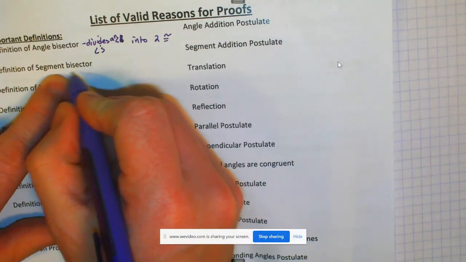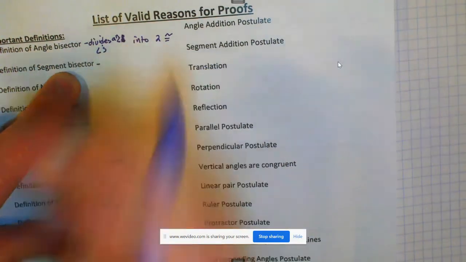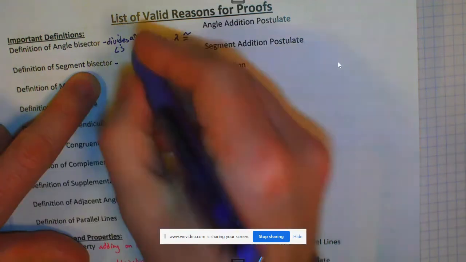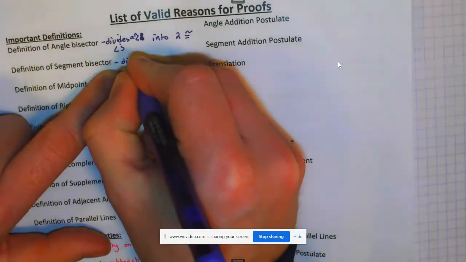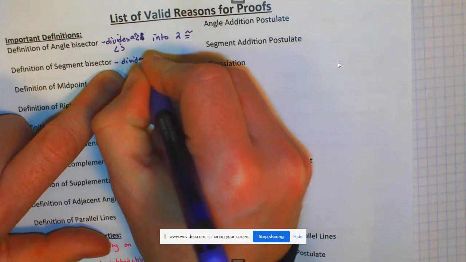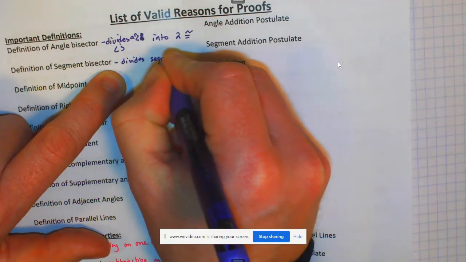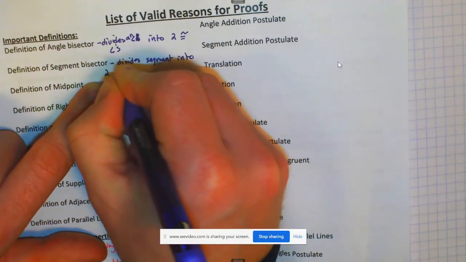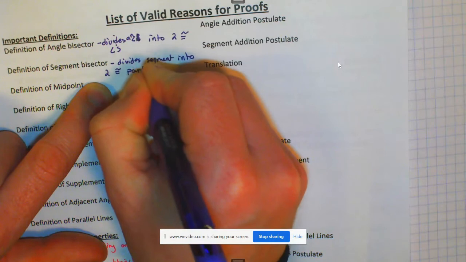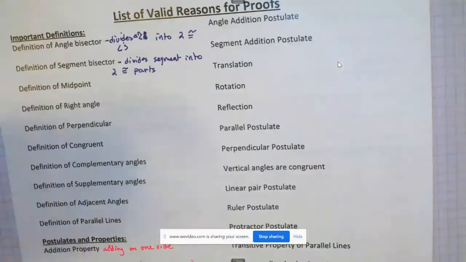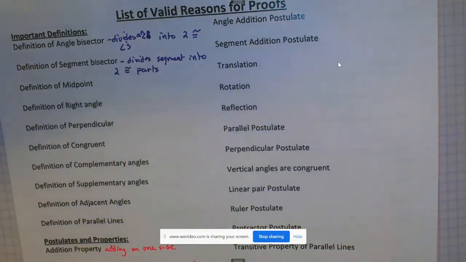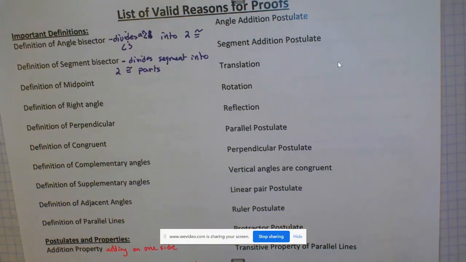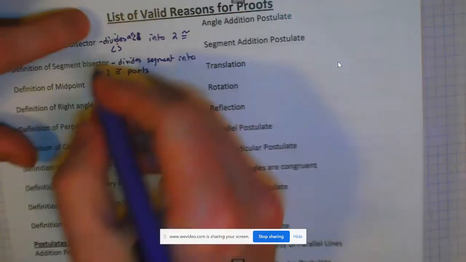Definition of segment bisector. Very similar. It's something that divides a segment into two congruent parts. If they say that you have an angle bisector, you should be thinking about using the definition of angle bisector somehow.